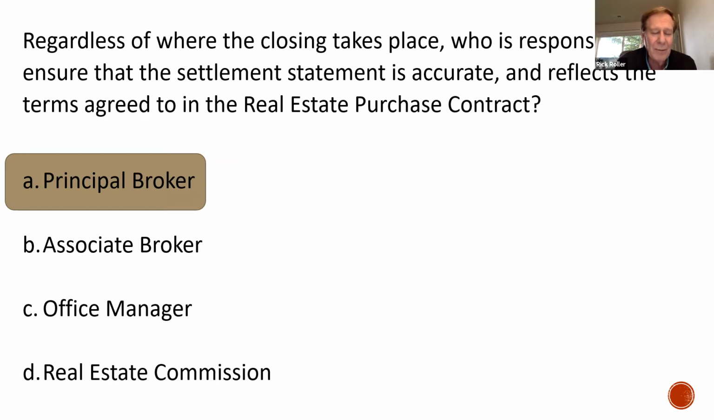Most office managers aren't even licensed. And it's not the associate broker, guys. It's the principal broker who is responsible for the accuracy of all the settlement statements. The heck of it is that most principal brokers, however, don't really review those documents until after the closing. So sometimes they have to run around and unravel things or fix things. You need to be really good at closing.